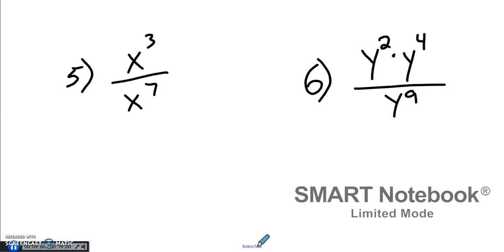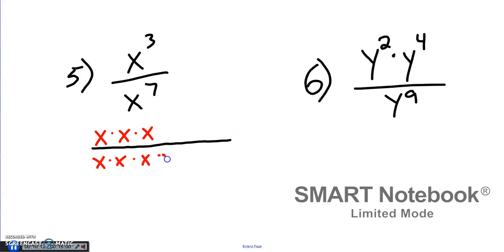Let's show what happens with that. So if we look at number 5, we have x to the 3rd divided by x to the 7th. Let me rewrite that for you in what we call expanded form, or the repeated form. X times X times X over, a lot of them, 1, 2, 3, 4, 5, 6, 7.